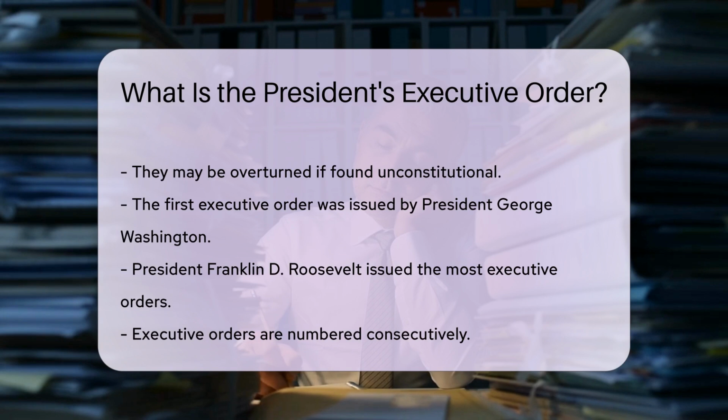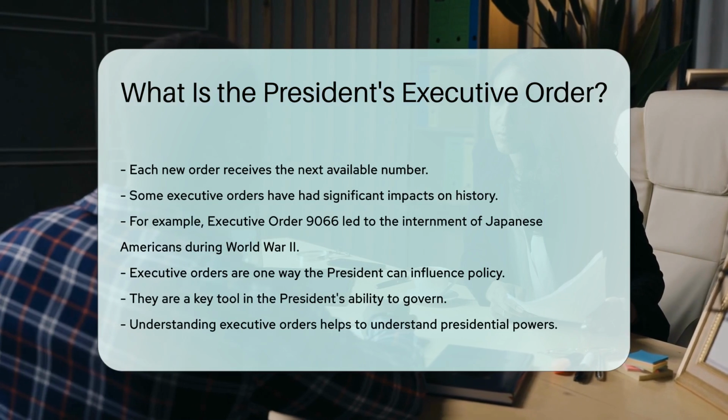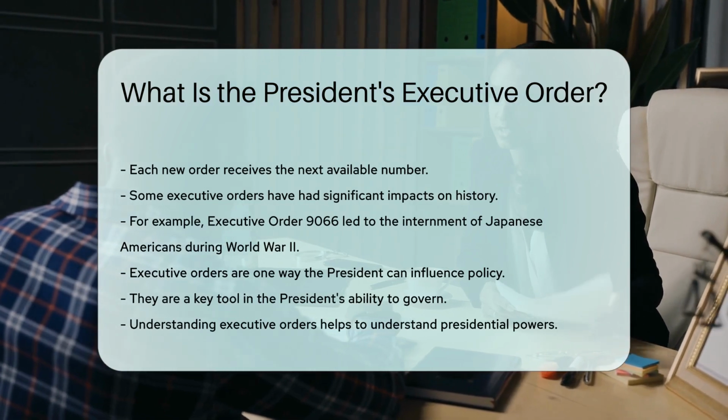Executive orders are numbered consecutively. Each new order receives the next available number. Some executive orders have had significant impacts on history. For example, Executive Order 9066 led to the internment of Japanese Americans during World War II.